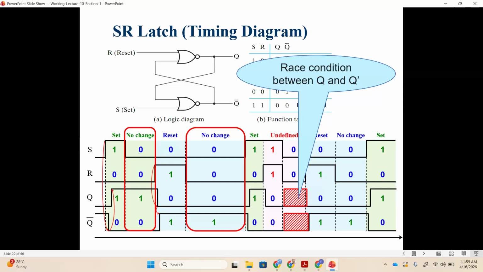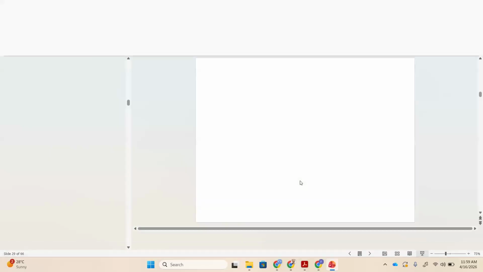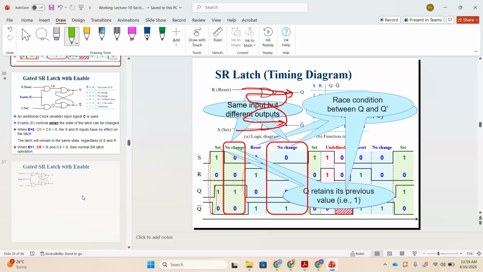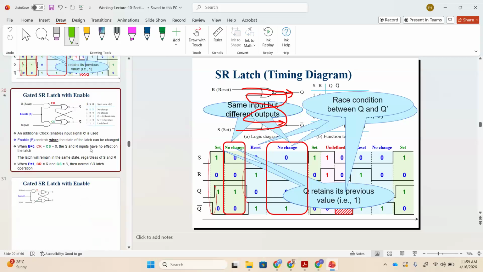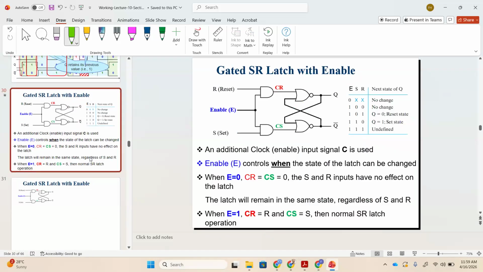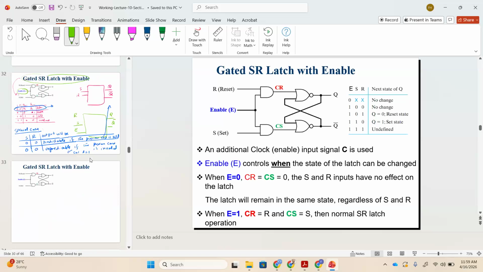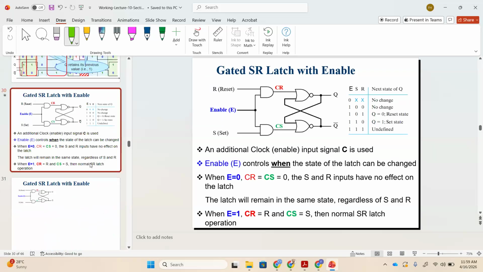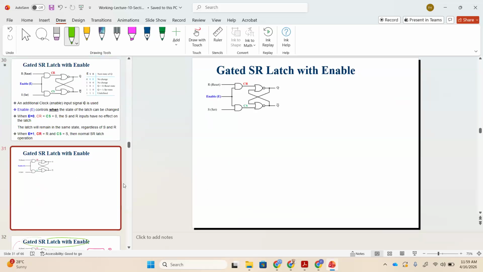Clear, Professor. Very good. Okay, now what you are going to do? Now we are using a gated SR latch. This is the gated SR latch. This is the block diagram of a gated SR latch, and now I'll explain this with the gated SR latch. Can you tell me the block diagram of a gated SR latch? What are the inputs and what are the outputs? Anyone may answer.